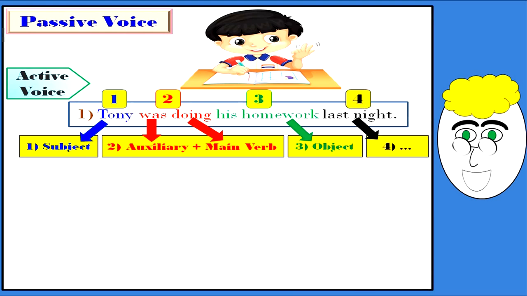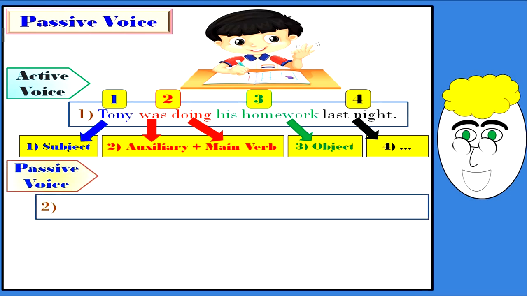So now we need to change the sentence from the active into the passive voice. The first thing that we need to do now is to change the order of the 4 parts we have in the sentence in the active voice. That is, number 1, number 2, number 3, and number 4: the subject, auxiliary, the main verb, object, and the rest of the sentence. So we make some kind of changes.